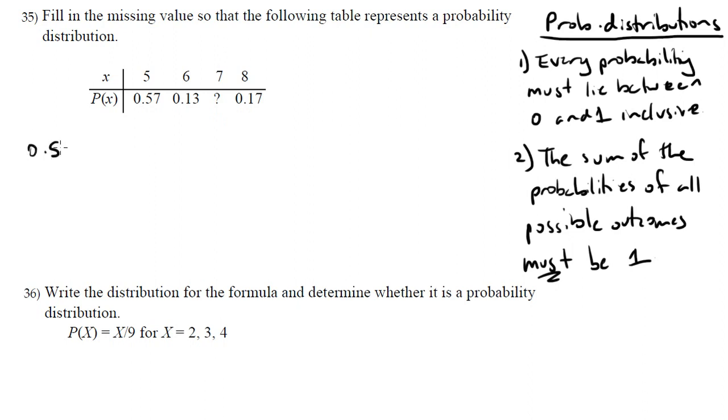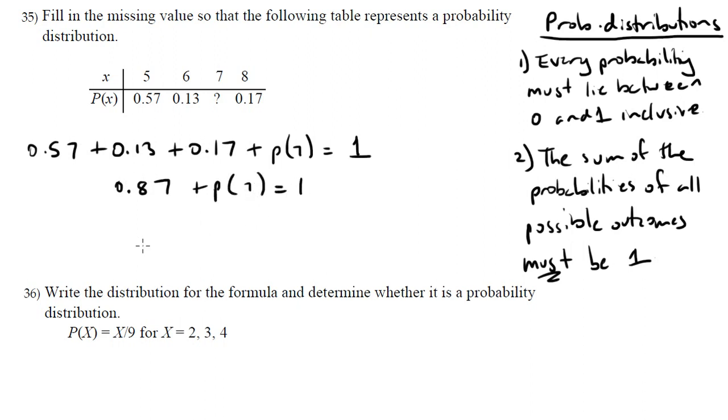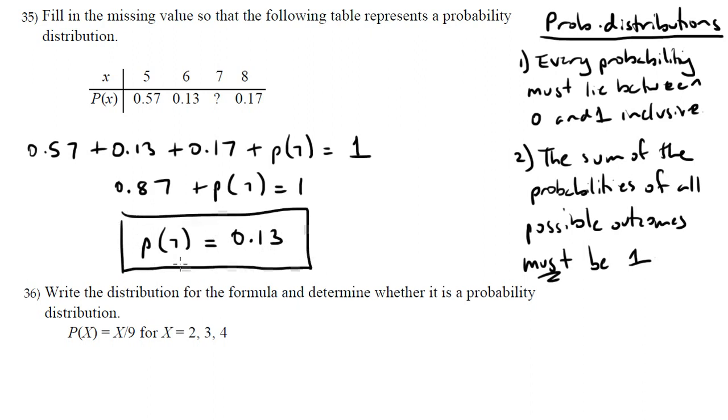So let's add what we have. 0.57 plus 0.13 plus 0.17, plus the probability of 7. It has to equal 1. So if I add what we have, that's 0.70 plus 0.17 is 0.87, plus probability of 7 equals 1. So the probability of 7 has to be 0.13. That's our missing probability, 0.13.